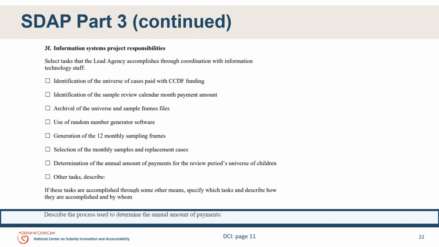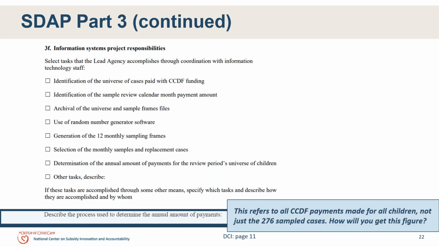And in the last part of 3F, describe the process to determine the annual amount of payments. And this is referring to all CCDF payments that were made for all children over the sample period. So it'll be a big number, and we just want to know how you'll be pulling this figure. Will you be getting it from a particular person or unit, or will you be pulling it from a system, or so on?